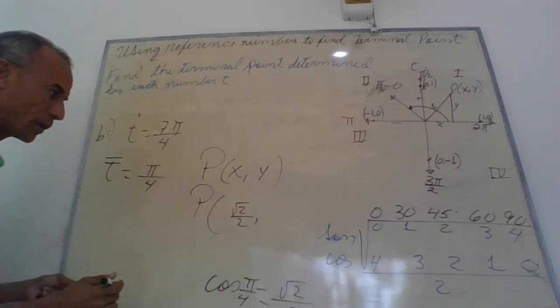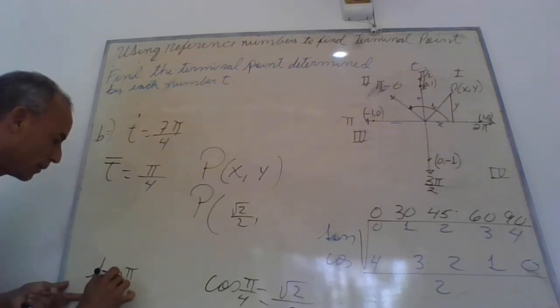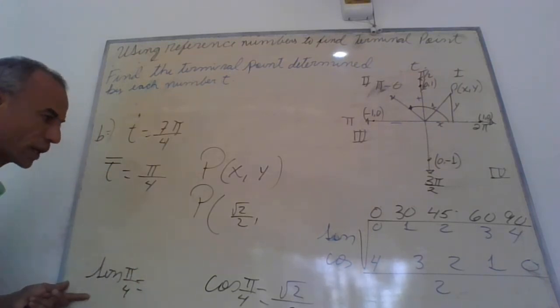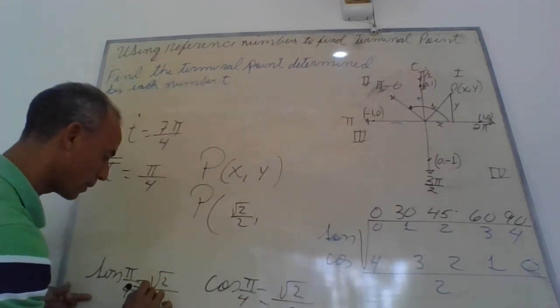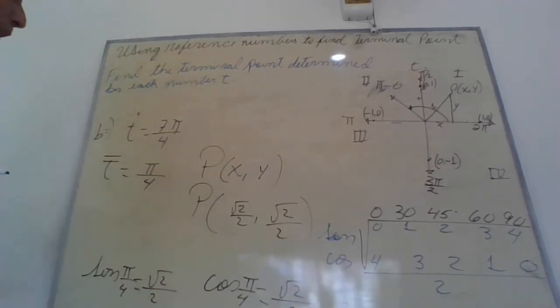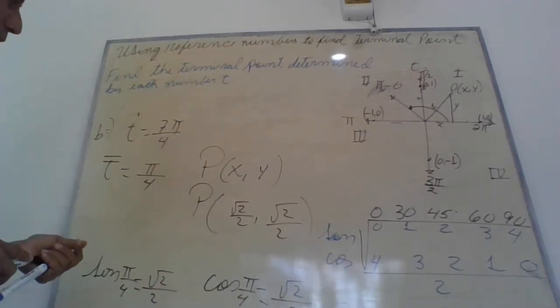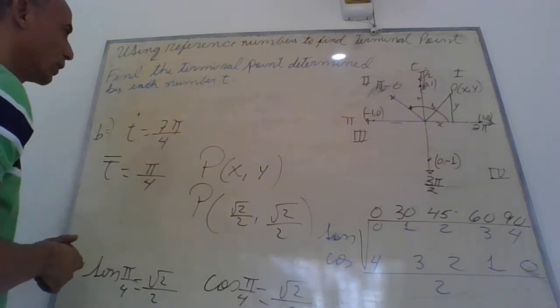Now I need what? Now I need sine. Remember, sine of the same angle. What do I have? Sine of 45 is square root of 2 divided by 2. Okay, I got it. But I need the sign. I have to be careful with the sign, okay? I don't know what quadrant.